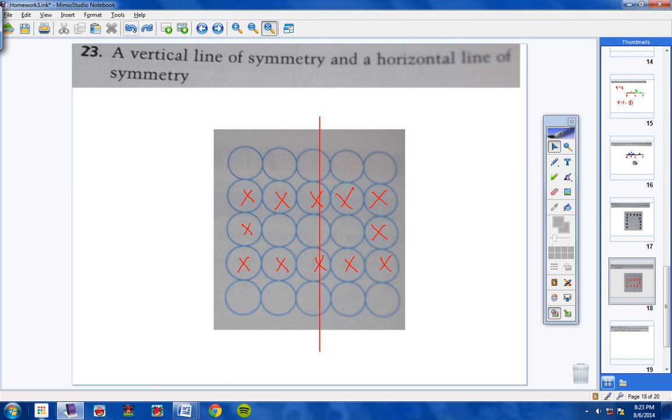And if I were to draw a horizontal line right here, I've got symmetry again. If I were to fold this like it was a piece of paper and fold it right on the red line, all of these x's over here would fall right on top of the x's over here. It would be perfect. And there's definitely more than one answer, okay? Just two more problems and we're finally done.